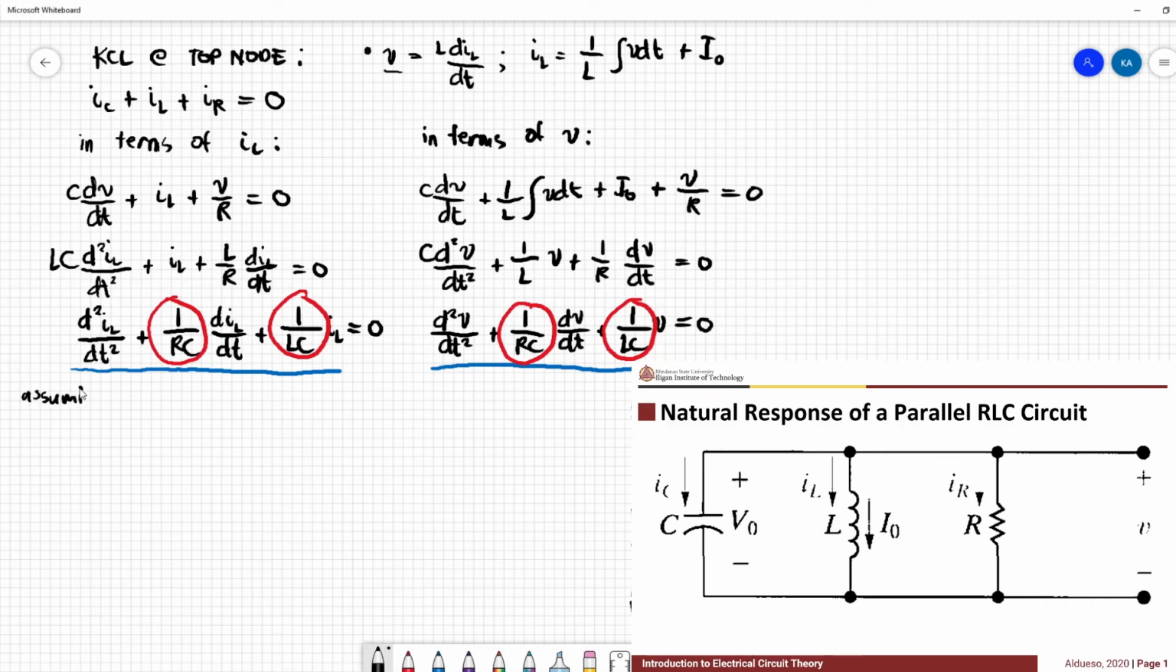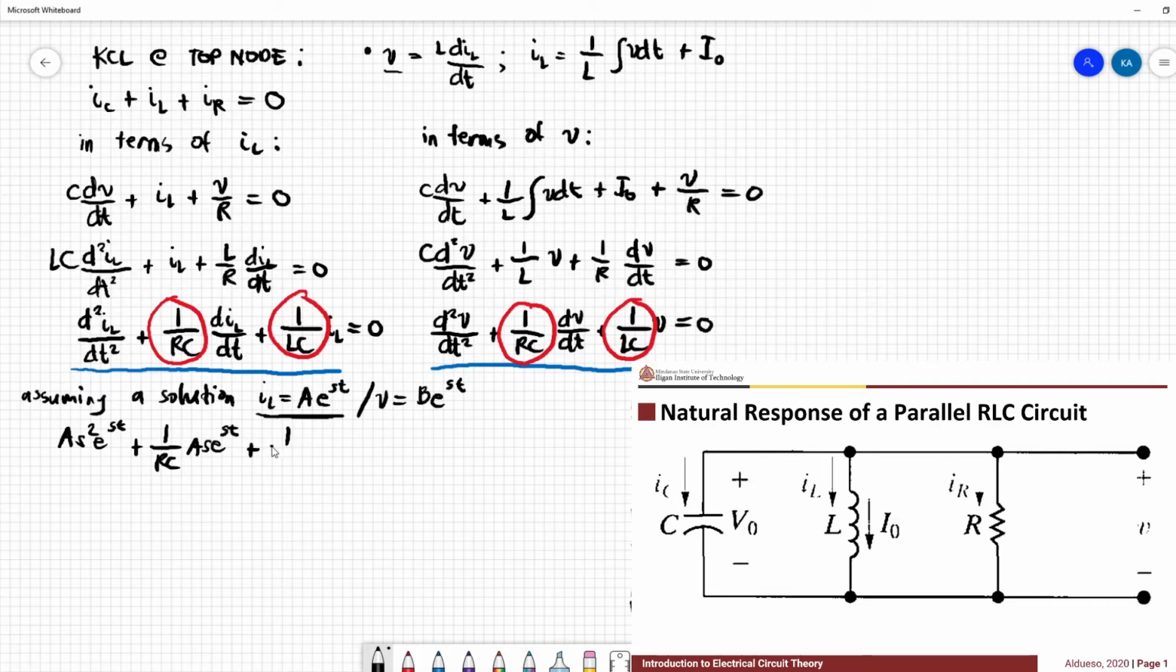So assuming a solution of IL equal to A e to the st, or if we take a look at V, it is the same form as IL, so B e to the st. Looking at IL, taking the second derivative of this solution and plugging it into this equation right here, we have A s squared e to the st plus 1 over RC times A s e to the st, plus 1 over LC A e to the st equal to 0.